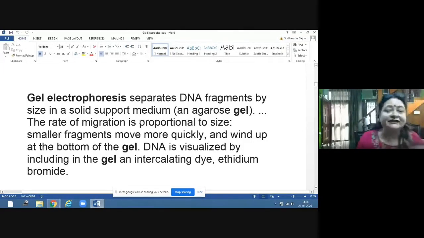The DNA is visualized by including in the gel an intercalating agent, ethidium bromide.